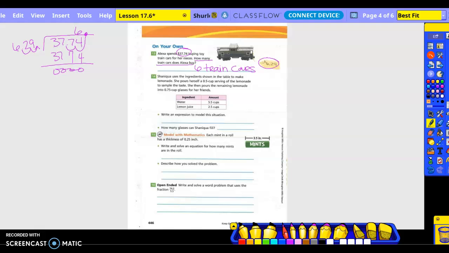Shaniqua uses the ingredients shown in the table to make lemonade. She pours herself a 5/10 cup serving of the lemonade to sample the taste. Then she pours the remaining lemonade into a 7/500 cup glass for her friends. Okay, so write an expression to model this situation. So what do we need to do first? We need to add what she puts together first, right? So we're going to use parentheses because parentheses let us know what to do first in an equation, right? So what did she add together?